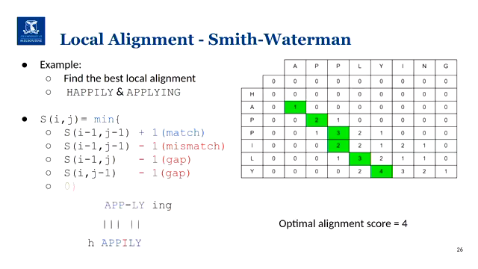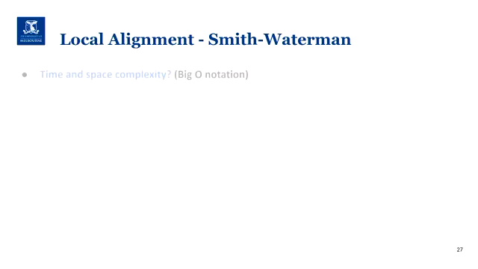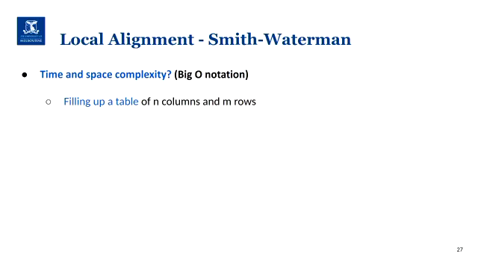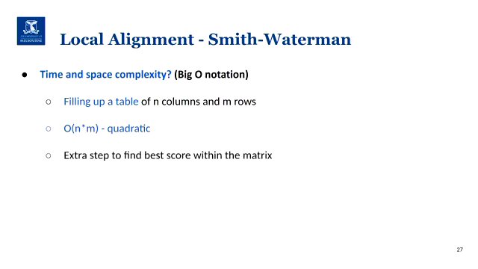In this case, the optimal alignment score is 4. And in terms of time and space complexity for this problem, it will be the same as the previous one, right? We're basically filling up a table with n columns and m rows. So we also have a quadratic algorithm there. The difference is that we have an extra step to find the best score within the matrix. So we need to search the matrix. We do basically this twice, which doesn't change the big O notation. Is that clear? If I multiply this by 2, it's still quadratic. Okay?